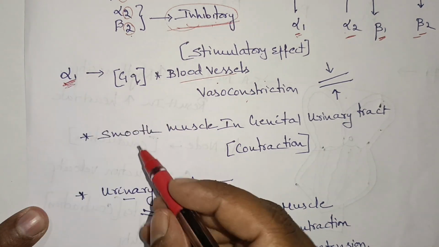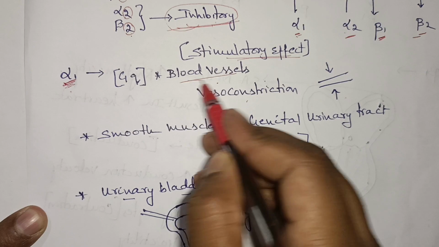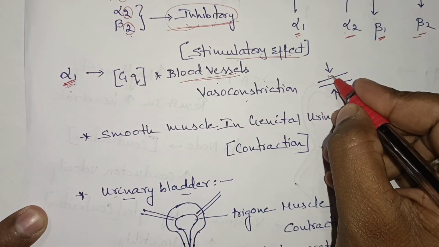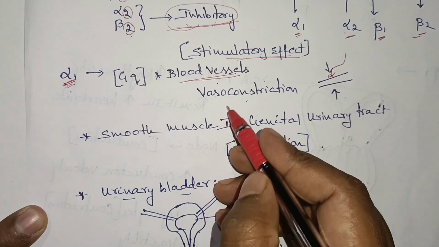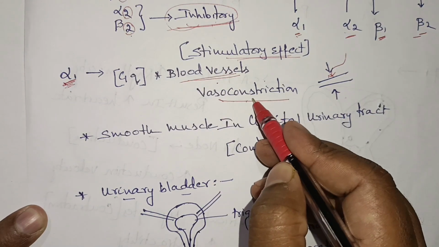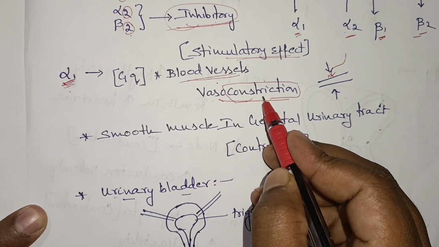Here, alpha 1 receptors are stimulatory in nature. Mainly they are located in the blood vessels. Alpha 1 receptors are mainly present in the blood vessels. If stimulated, they result in vasoconstriction, because they are stimulatory in nature.